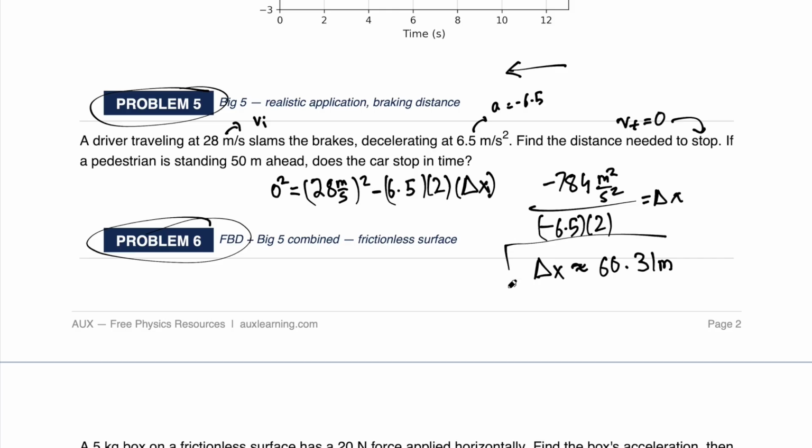Okay, does the car stop in time? Well, you see how the pedestrian is standing 50 meters ahead. So unfortunately, since the car stops in 60.31 meters, the pedestrian might get hit. Because the car needs to stop at 60.31. The pedestrian is standing over here. The car has to stop over here. So the pedestrian is going to get hit.